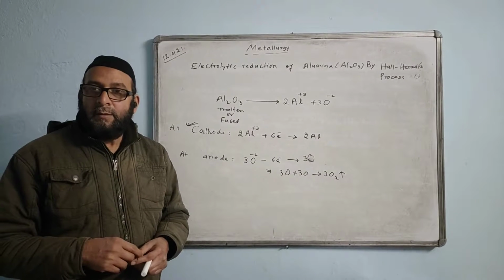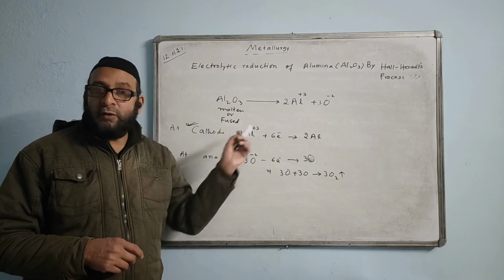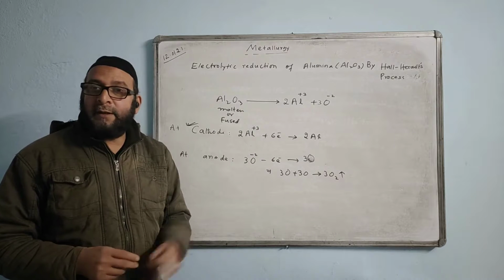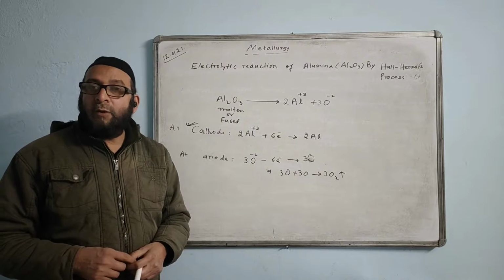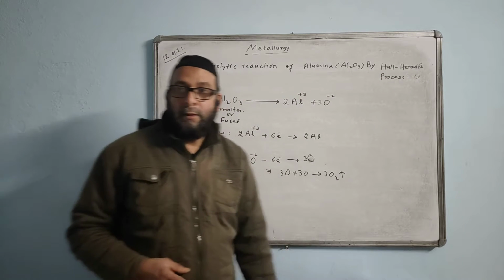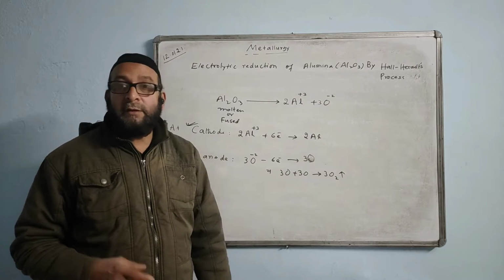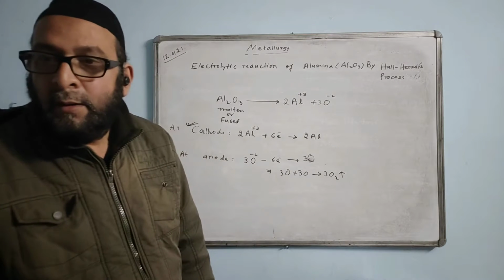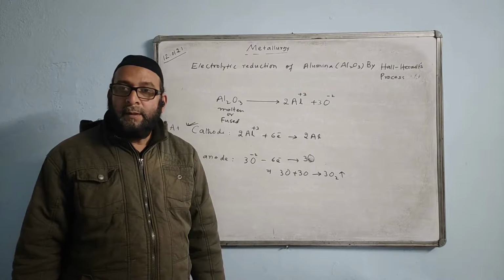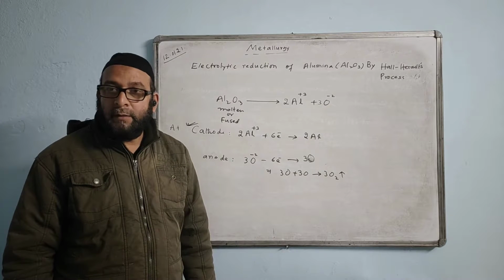Okay, so the problem of high cost and very low amount of aluminium due to very poor conductivity was solved by the method suggested by Hall-Héroult. That is called the Hall-Héroult process. They brought a revolution in the aluminium industry. Hall and Héroult, they brought a revolution in the industry of aluminium metal.